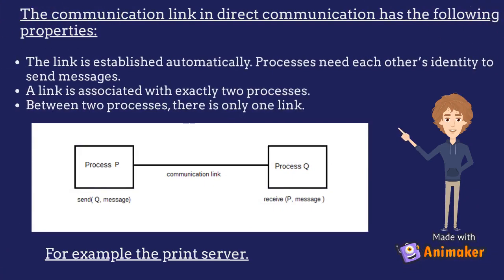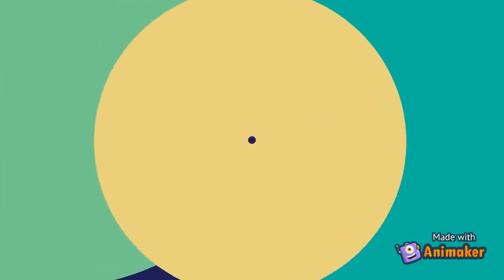The communication link in direct communication has the following properties. The link is established automatically. Processes need each other's identity to send messages. A link is associated with exactly two processes. Between two processes, there is only one link. And an example is the print server.